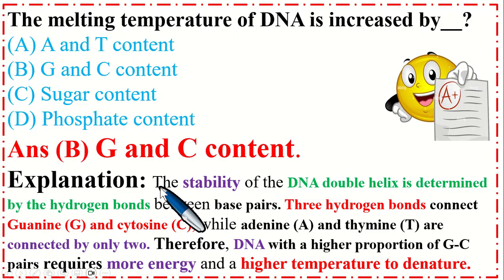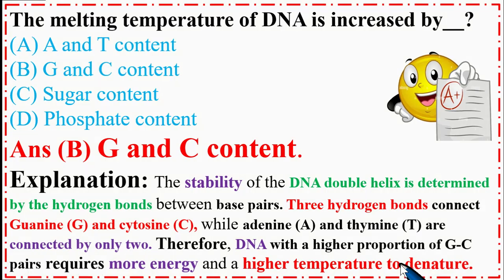So explanation is, the stability of DNA double helix is determined by the hydrogen bonds between base pairs. 3 hydrogen bonds connect G and C, guanine and cytosine, while adenine and thymine are connected with 2 hydrogen bonds. Therefore, DNA with higher proportion of GC content requires more energy and higher temperature to denature.